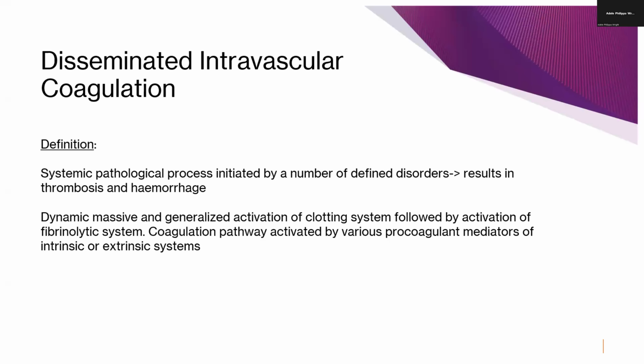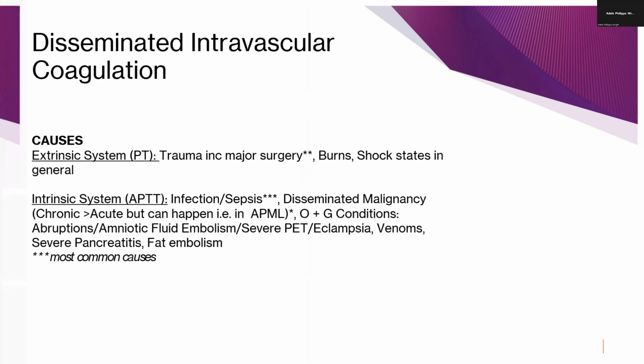Just speaking more generally about DIC, it's a systemic pathological process. It's a bit of an umbrella term for quite a few different disorders that all affect the coagulation cascade. It's a dynamic and generalized activation of the clotting system, followed by activation of the fibrinolytic system. The pathway is activated by various different mediators of both the intrinsic and extrinsic systems.